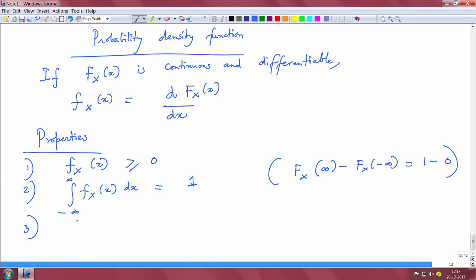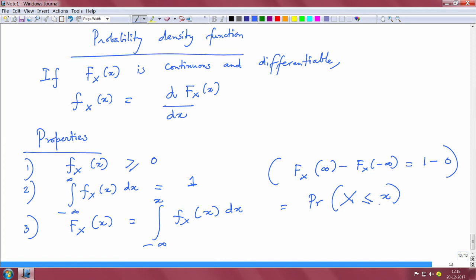Now, the distribution function is linked to the density function. If you integrate the density function from minus infinity to a point x, some constant x, then you get the probability distribution function evaluated at x. This is giving you the probability that the random variable capital X is less than or equal to some constant small x.